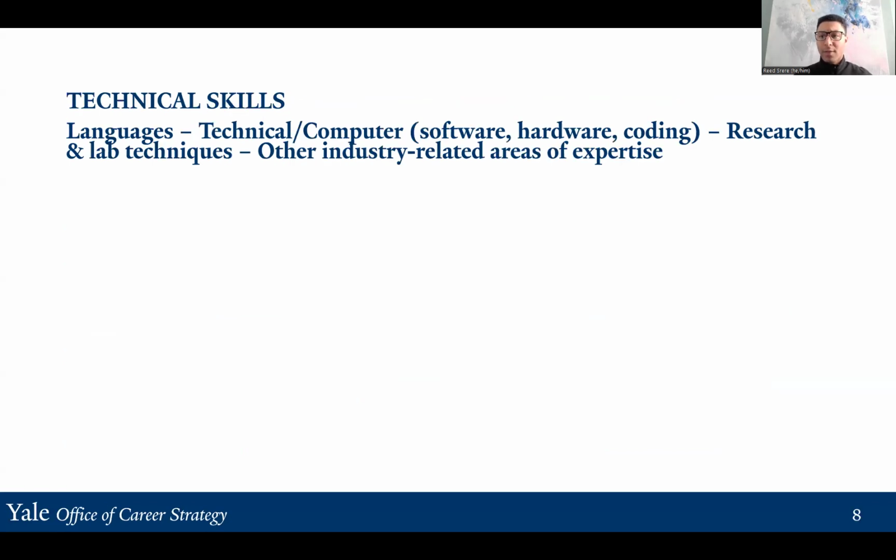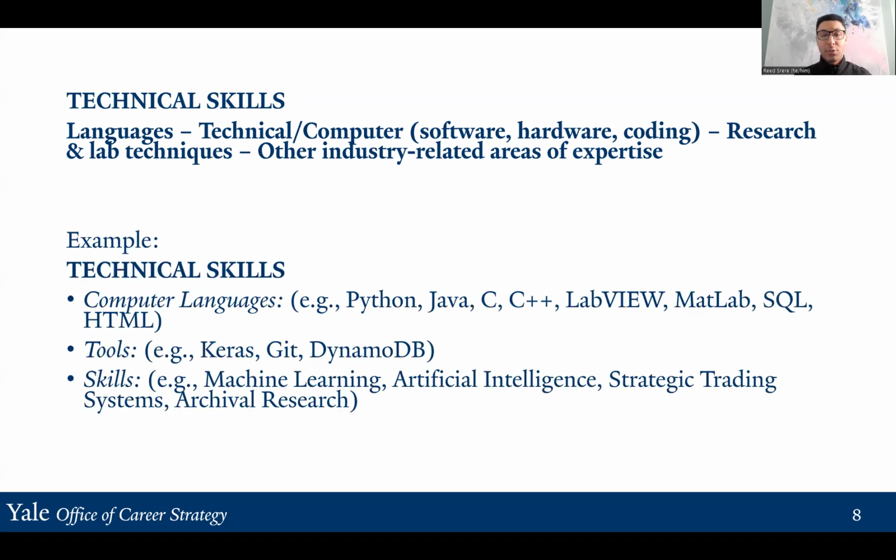A quick note about relevant coursework is that relevant coursework really should be explicitly relevant to the fields that you're interested in. Go beyond just intro bio. Think about the coursework in genetics that you might have taken that would be applicable to a research startup that you're looking for. Following that, take a look at some technical skills. These include languages, computer languages, software, hardware, coding, certain toolkits, Keras, Git, DynamoDB, and broader skills that might be applicable to fields you're hoping to go into. Industry-related areas of expertise should really be showcased here.